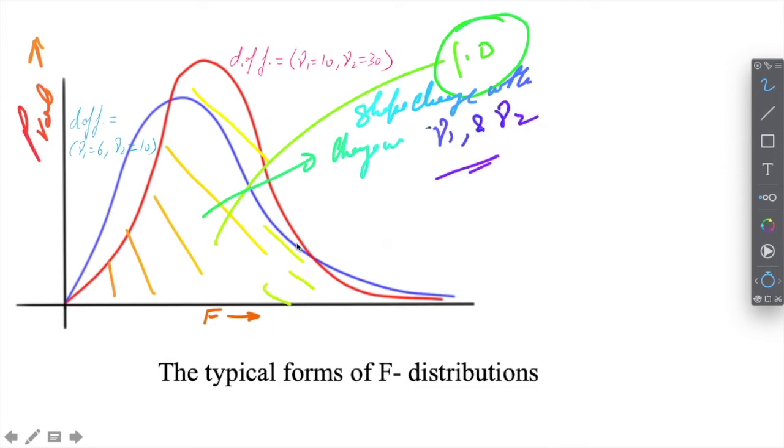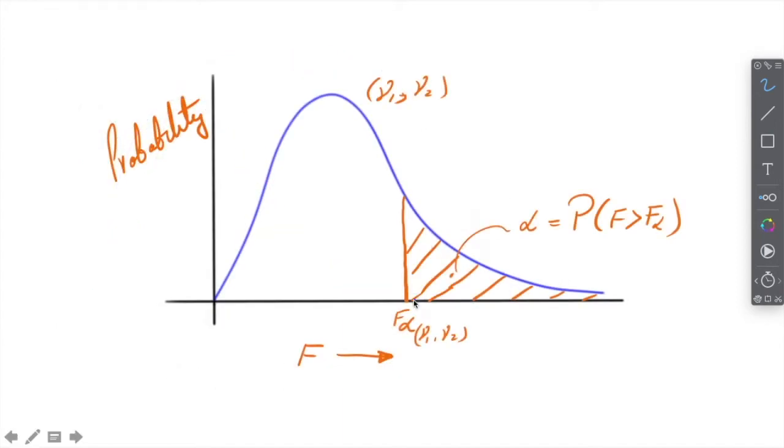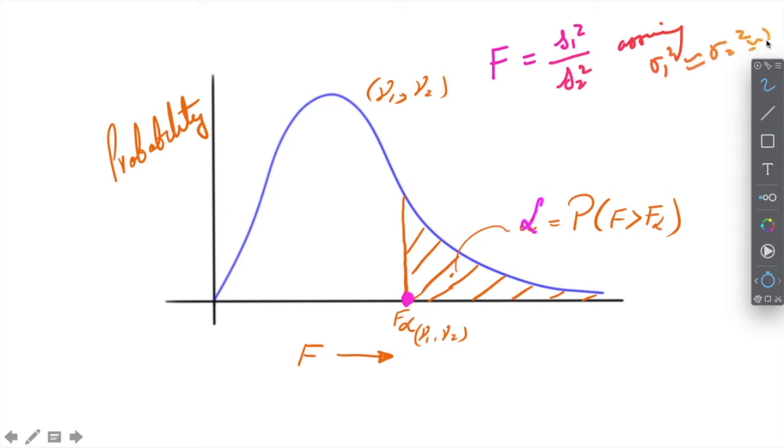So this is a combination between a particular value of nu1, nu2, alpha and f. This is how we pick up a particular value. So for this area, which we call alpha, it is nothing but the probability of f when f is more than this value, and this f is nothing but s1 square upon s2 square, assuming sigma1 square is equal to sigma2 square and equal to sigma square.